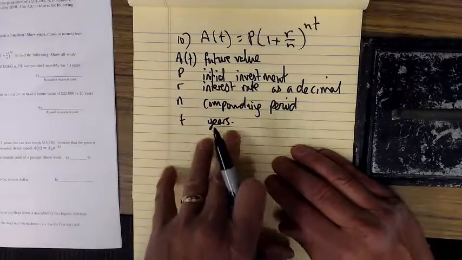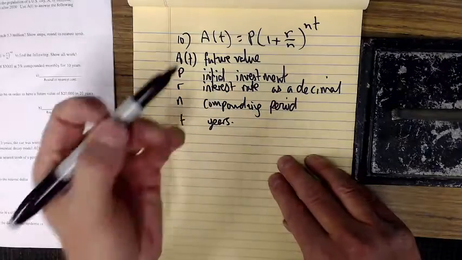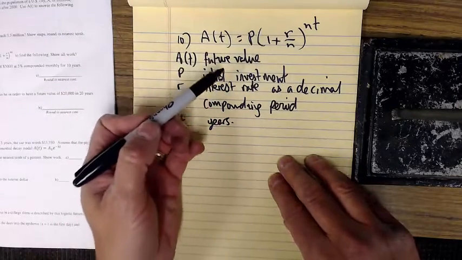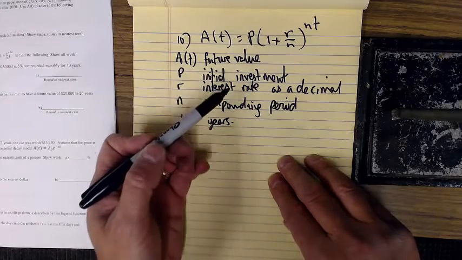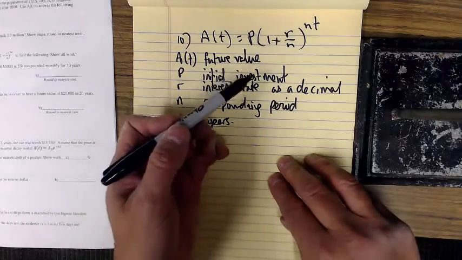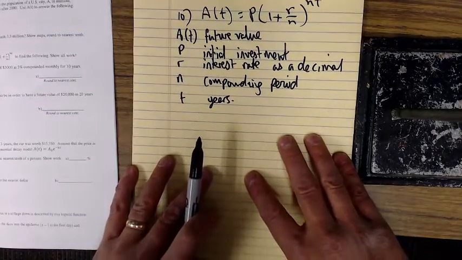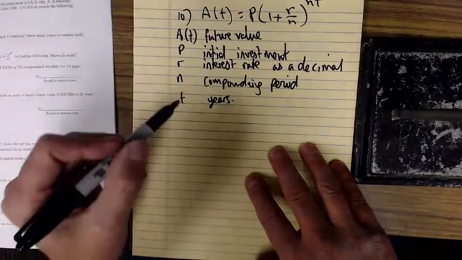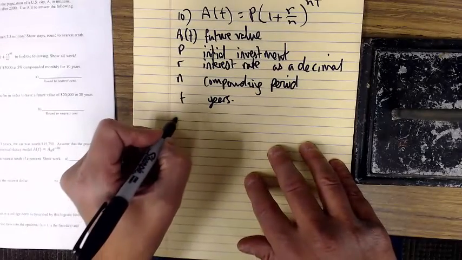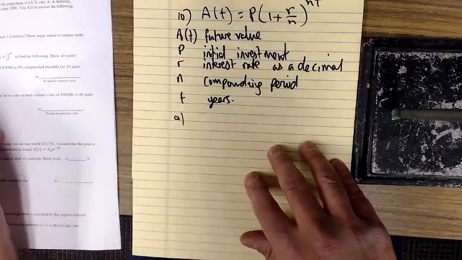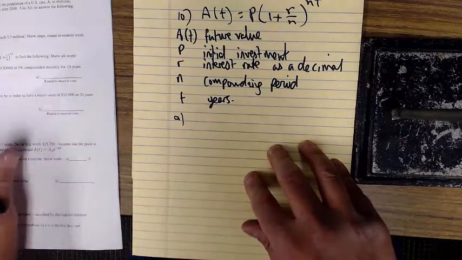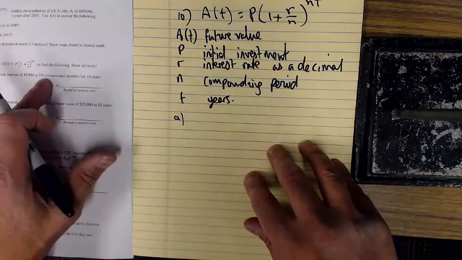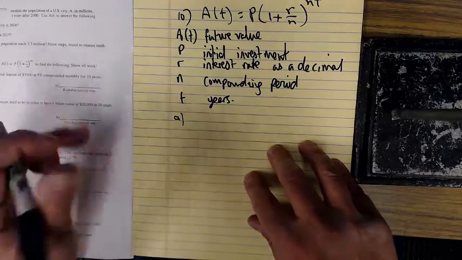All right, so every time you see one of these problems, you write out all the things you know and the things you don't know. You'll be able to figure out how to attack the problem. Okay, so we've done that. Now the first one, 10A, asks: find the future value of an initial deposit of $3,000 at 5% compounded monthly for 10 years.